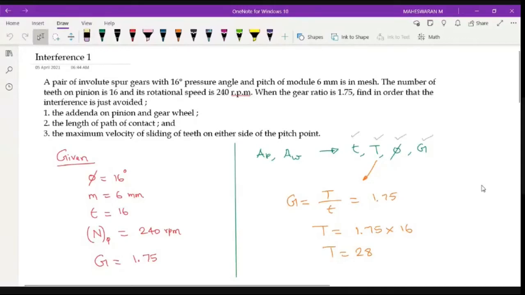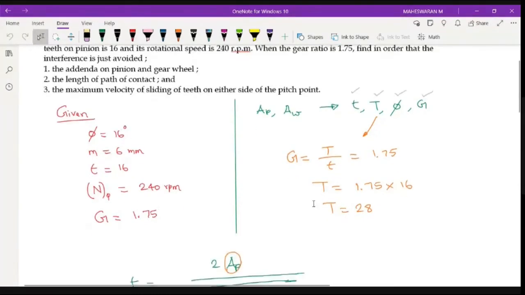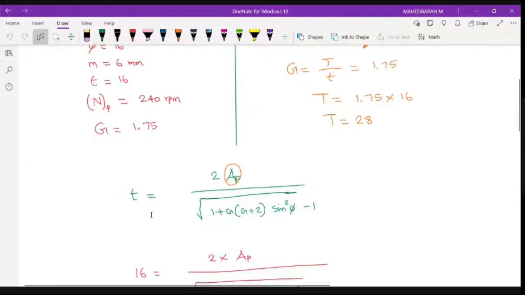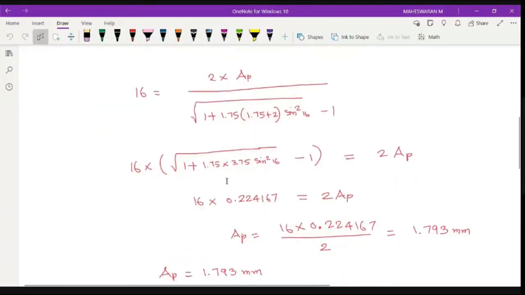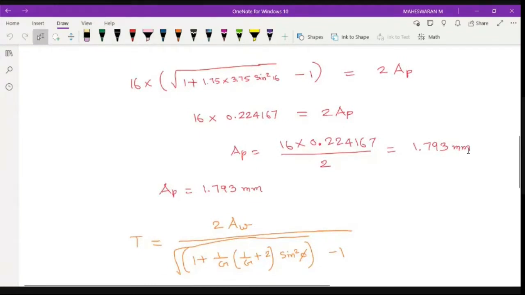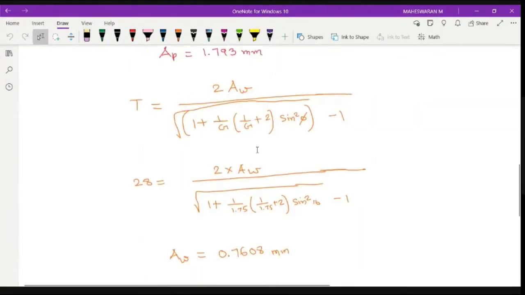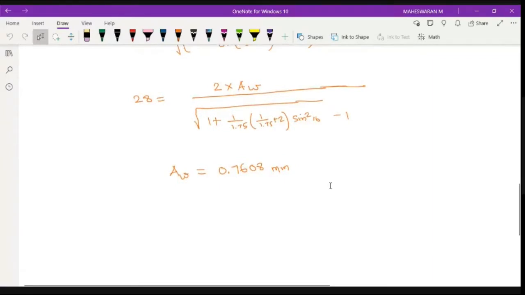Good morning to all. So last class we discussed this problem and we stopped somewhere at identifying the addendum circle. So this was the problem. We know what data was given, and based on the formula we applied it. So we identified the addendum, which is around 1.793 mm for the pinion, and for the wheel also we identified it, right?